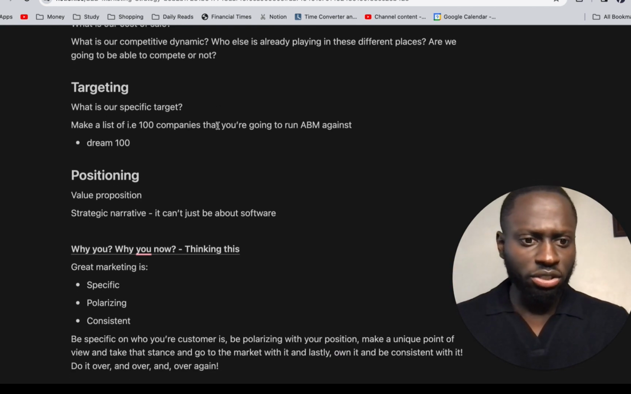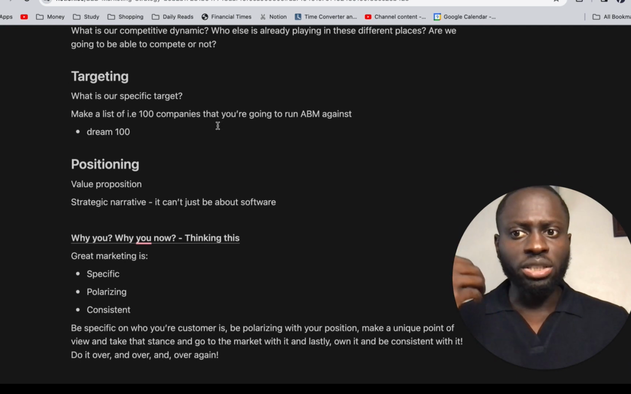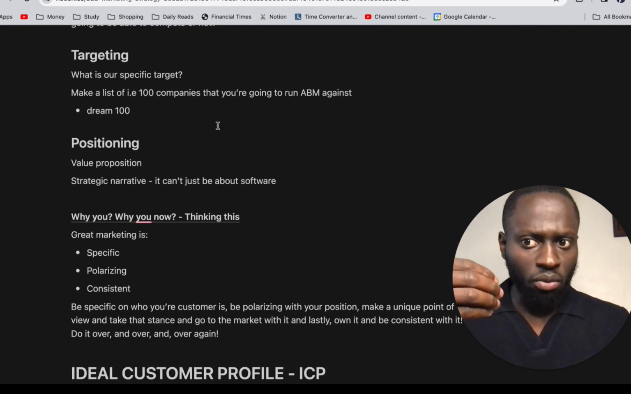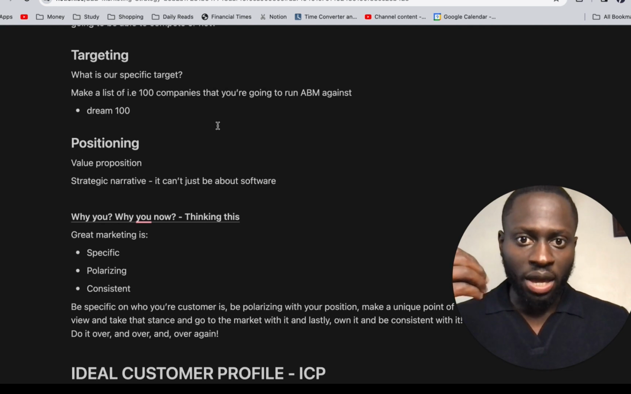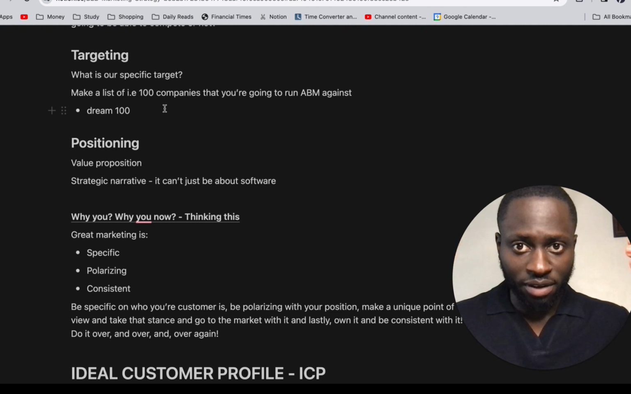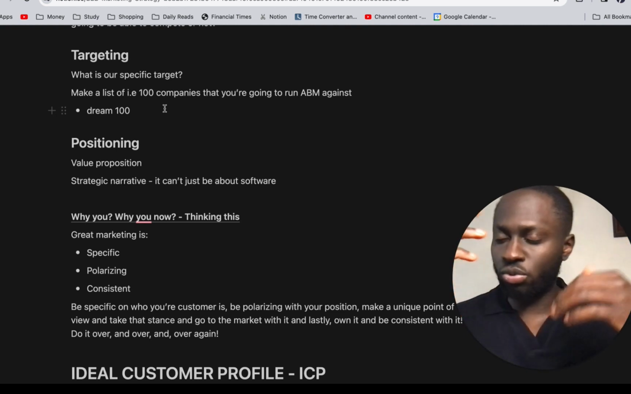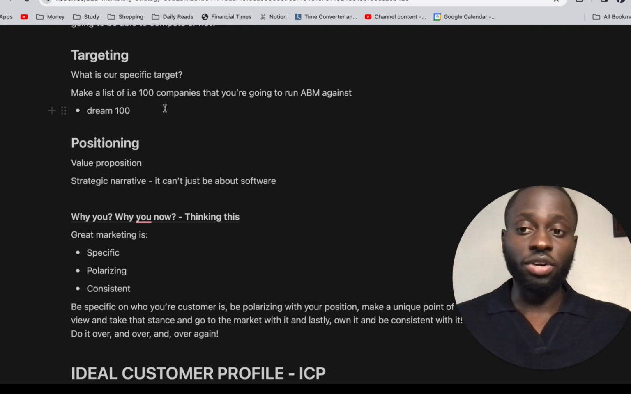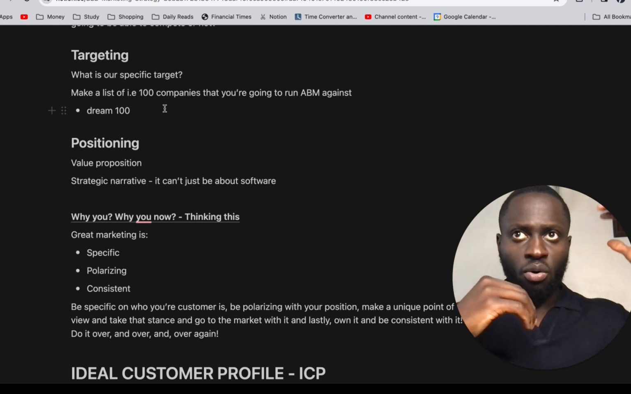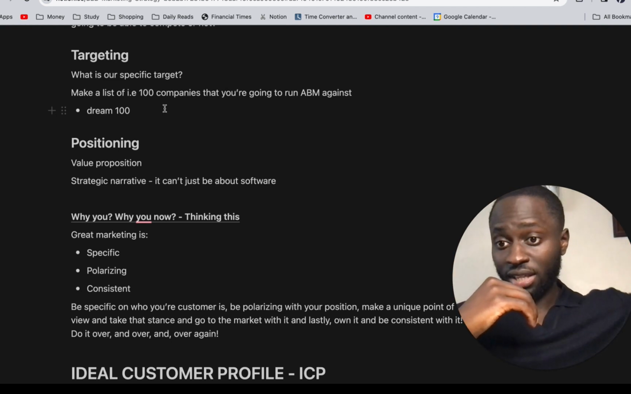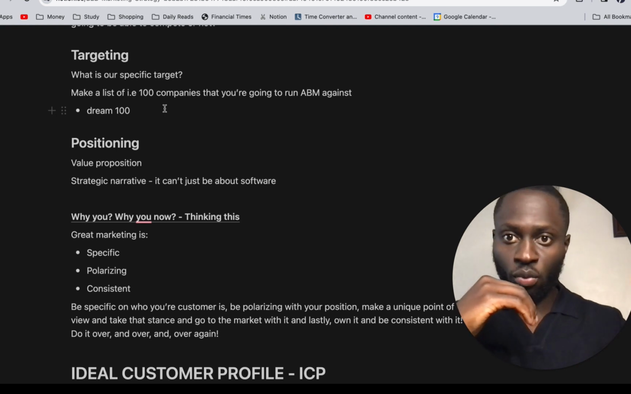Then once you've done the segmentation, the next stage is targeting. What is our specific target? What I like to advise founders here is to make a list of 100 companies that you're going to run ABM against. Make a list of your dream 100 companies that you'd like to have as your clients. It could be Microsoft, Google, Instagram, Facebook. This is the dream. The purpose of this is to create where you'd like to get to, the best case scenario, the dream, and sort of work your way backwards.